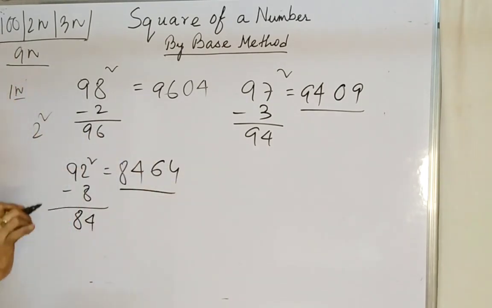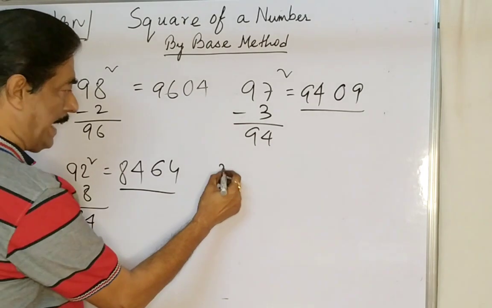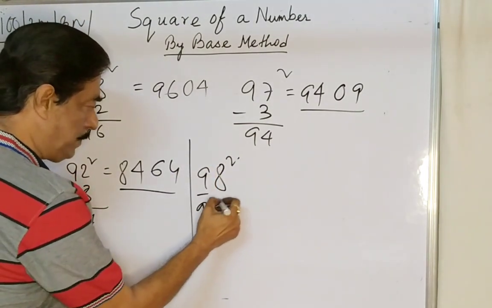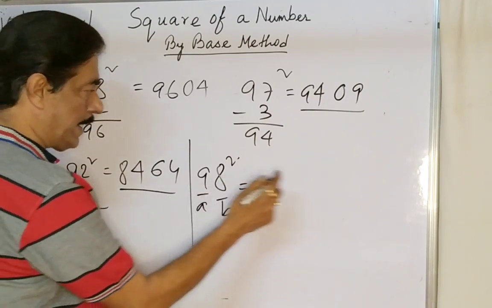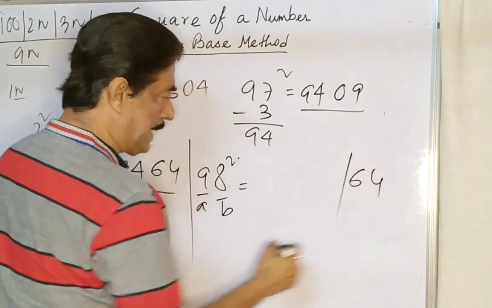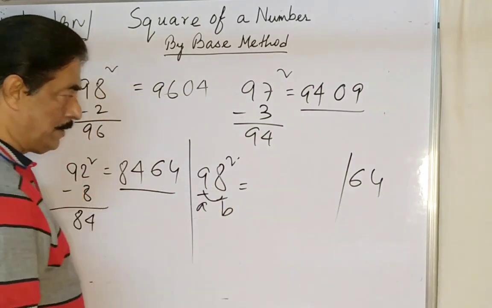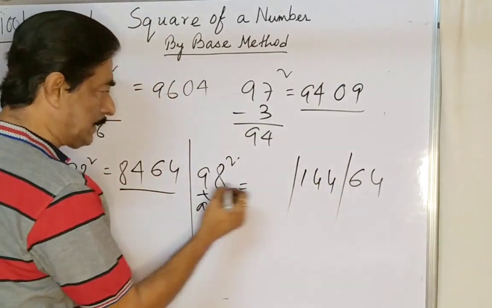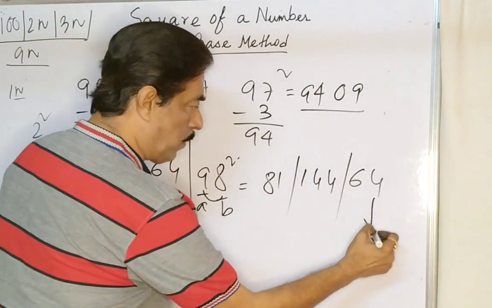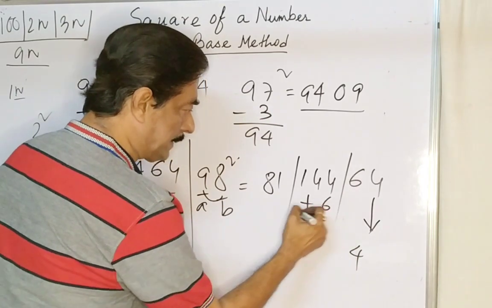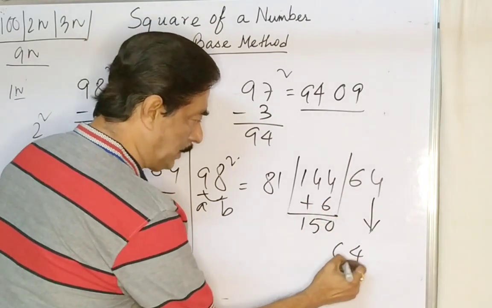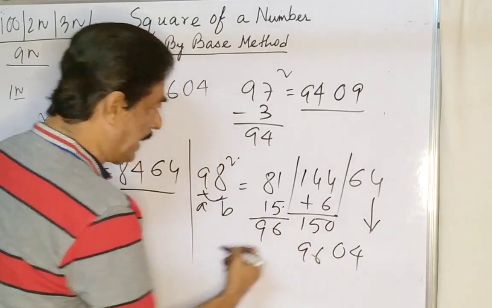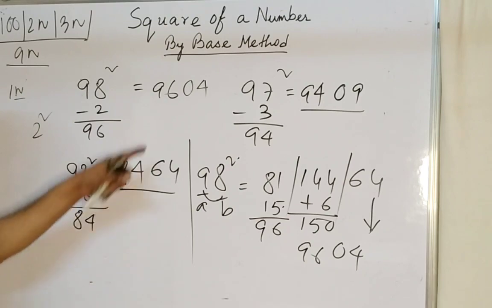Now, if we apply the previous rule for 98 square, this is A and this is B. 8 square is 64, I write 64. Slash, 9 eights are 72, make it double, 144. I put 4 here. Slash, 9 square is 81. Plus 6 is 150. I write 0. Plus 5 is 6, and 9, 96. You get the same result, 9604.